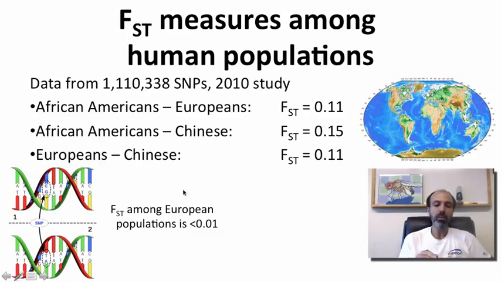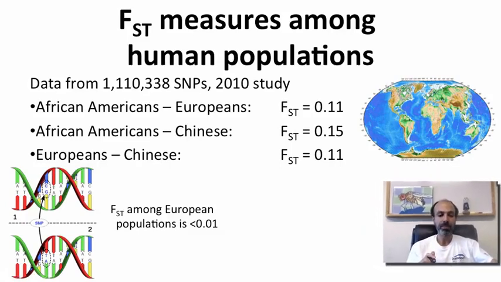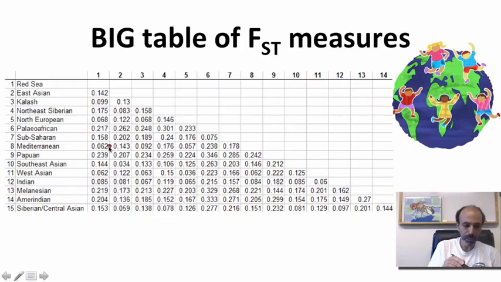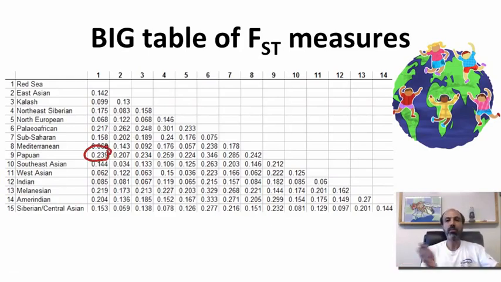And if you look among European populations, let's say, for example, you compare the Spanish to the Italians to the Germans, things like that, FST is typically, not always, but typically less than 0.01. It's very, very low as you look at that sort of scale. Let me show you a big table. There's a big table of FST measures. I'm not going to walk through all of these, but you can see that there are some cases which are fairly high. Like over here, we have a couple that are over 0.2, like POP1 to Red Sea, etc. Several of these are high, several of these are low, but you see this range of values.